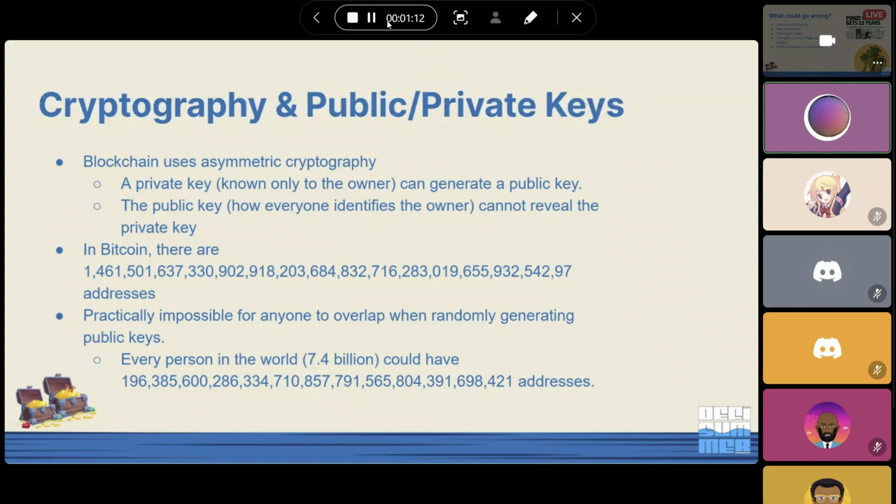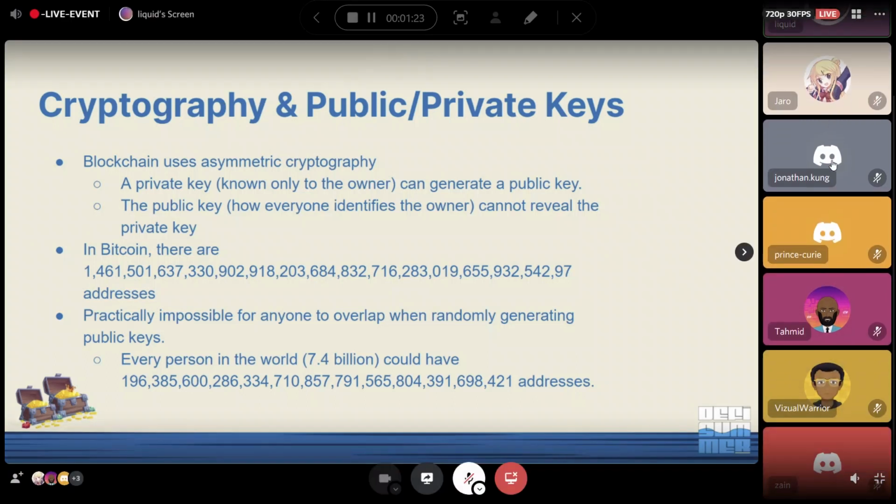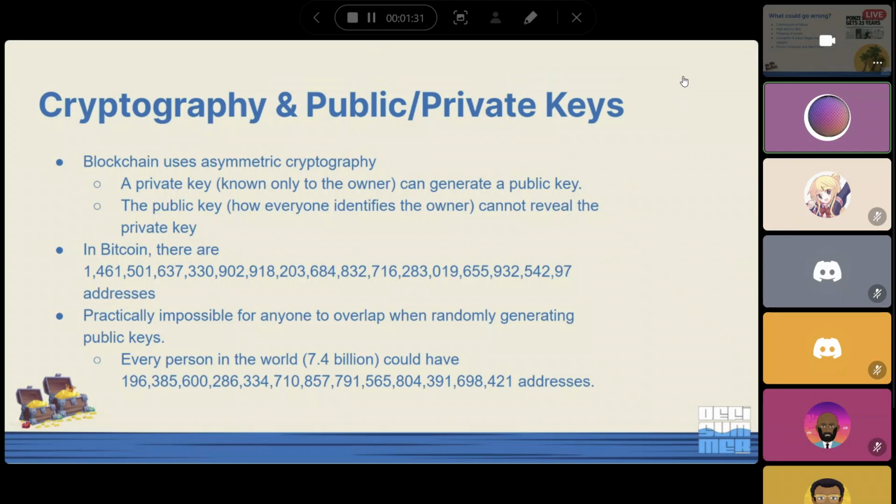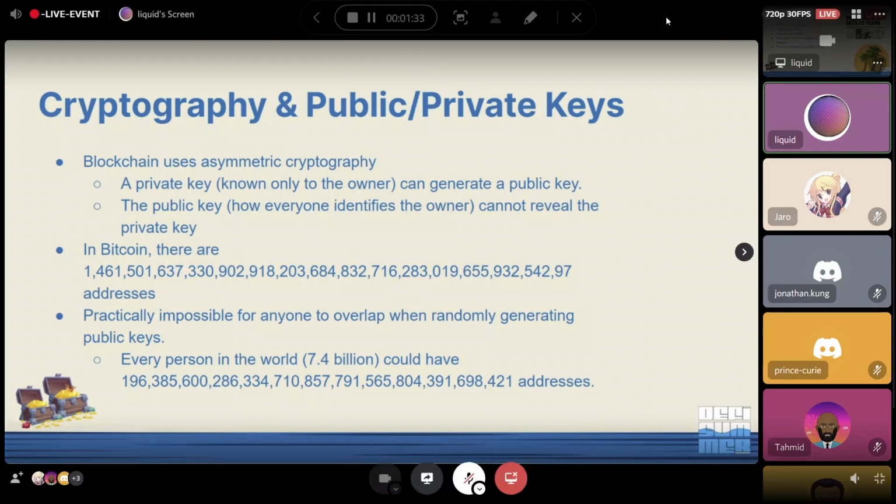These are in the form of hexadecimal addresses, like that AX123 type of address. In Bitcoin, there are so many combinations of addresses that it's practically impossible for anyone to overlap when randomly generating public keys. So there's an opportunity for every person in the world to have unique addresses. The way that you access these wallets, or access this money in this ledger, is by getting your private key. Your private key is to be protected and given to nobody. That's really all you need to have access to this blockchain.